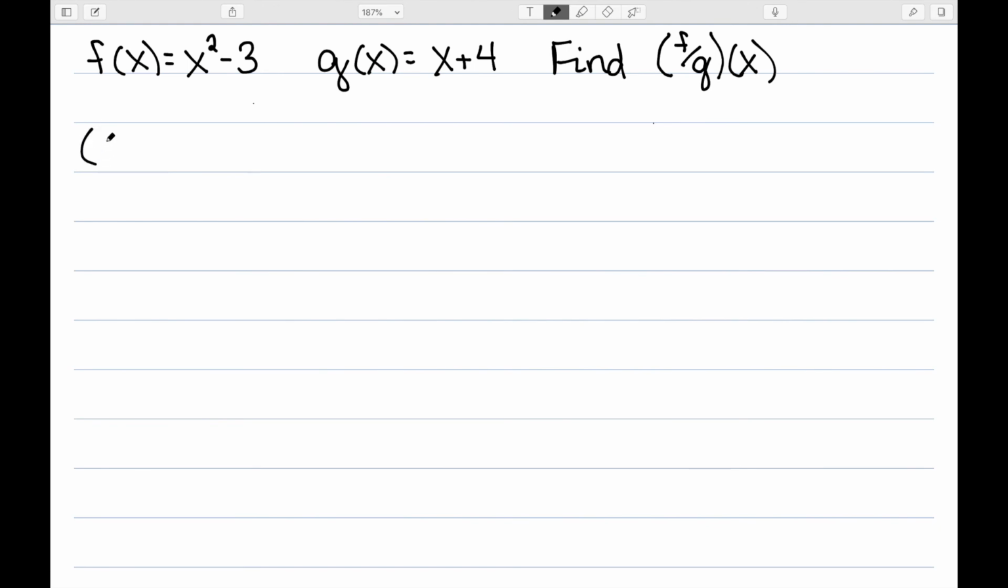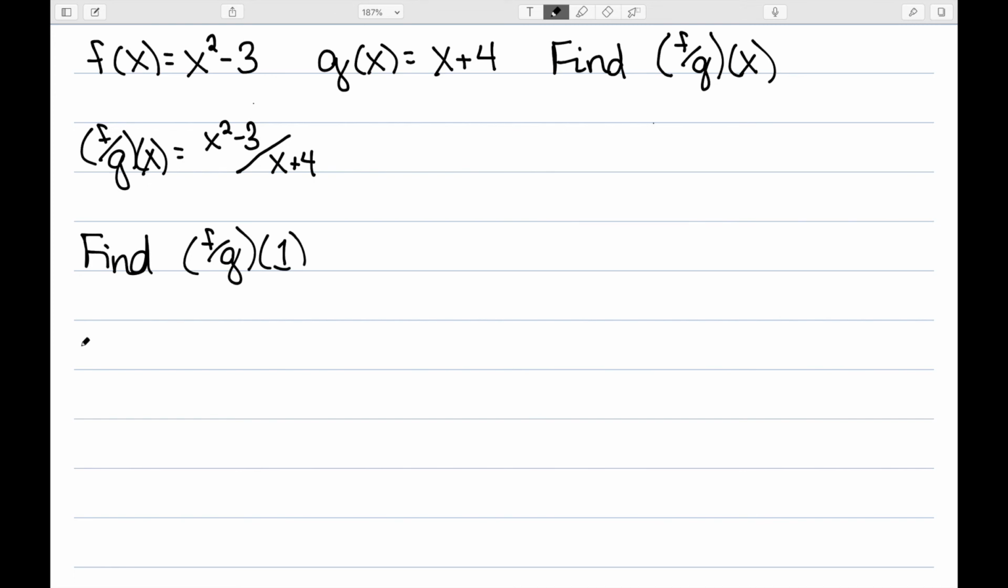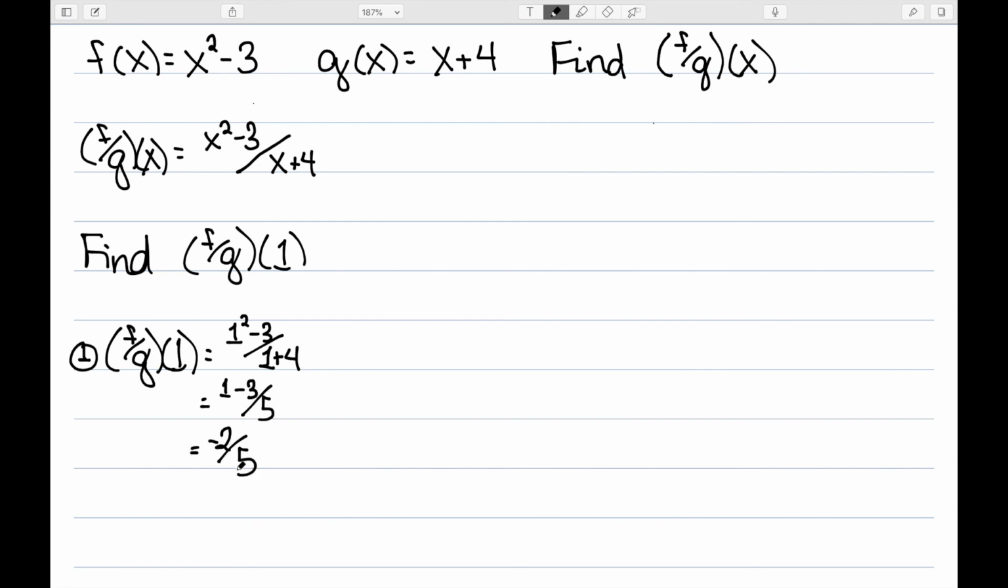Finally, I want to look at f over g of x. For this one, we would put f on the top of the fraction, so x squared minus 3, over, and then g on the bottom, x plus 4. In order to find f over g of 1, we'll start by evaluating this thing we just found at 1. This would be 1 squared minus 3 over 1 plus 4. That's the same as 1 minus 3 over 5, or negative 2/5.